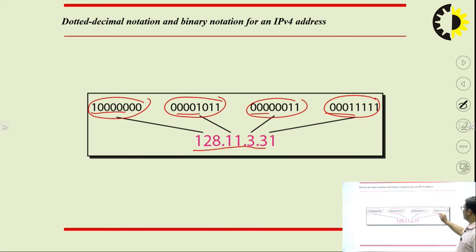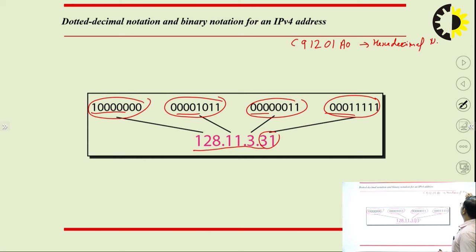For example, take the last block, with the last 5 digits as shown. This can be written as 31, this is 3, this is 11, and this is 128. This is the conversion of binary into decimal notation. Another conversion: I am giving you C9 12 01 A0. What is this? This is also an IP address, but in hexadecimal notation.